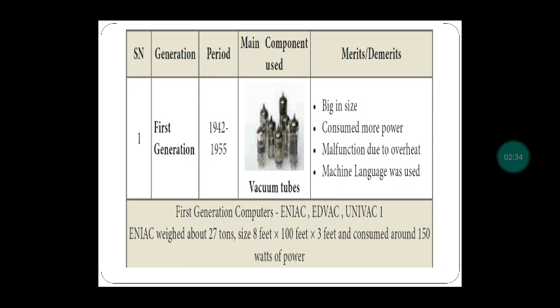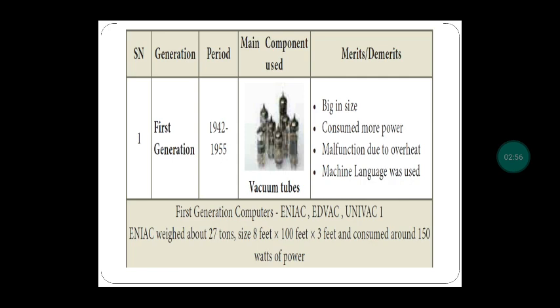This computer is big in size, as I already said. It is a room size computer. It is big in size and it also consumes more electricity. Because of overheating, it has malfunctions. Malfunction means some error occurs in the function.